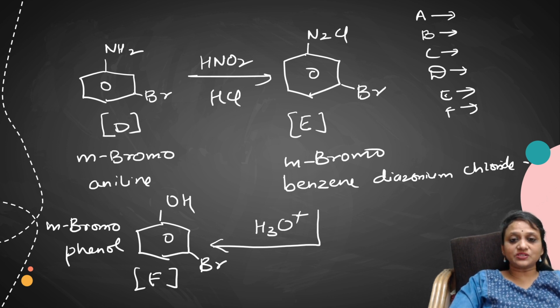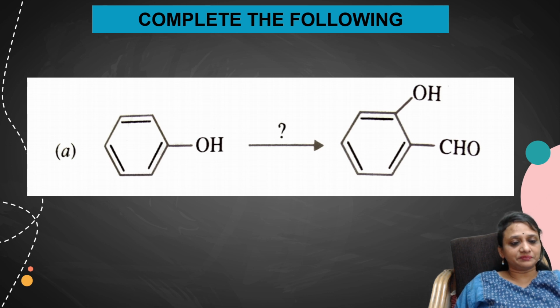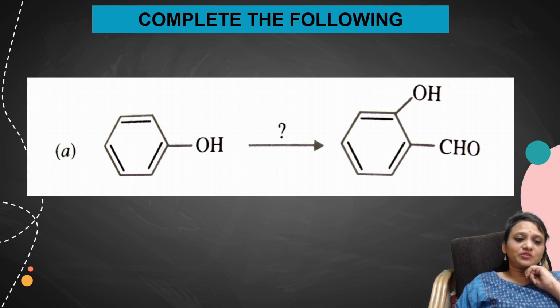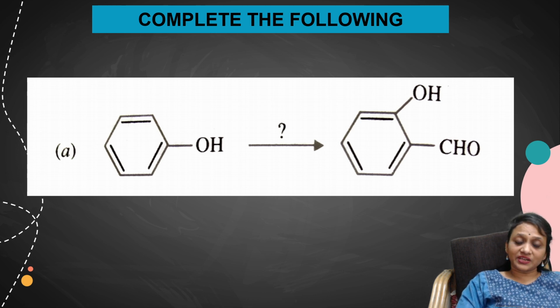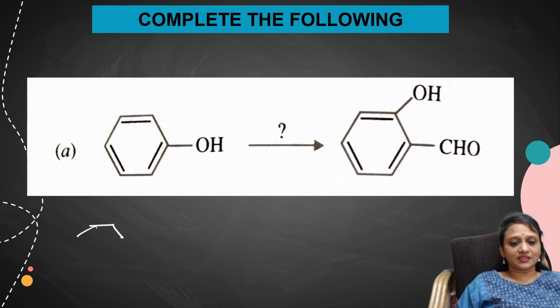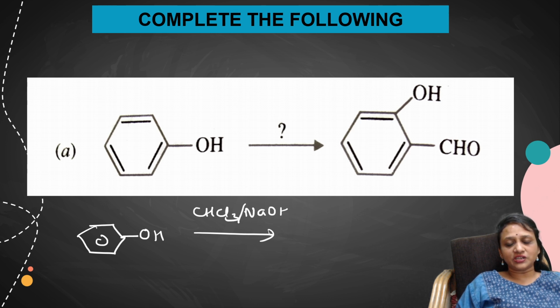Right. Let us see the next question, students. Complete the following. They have given one question, complete the following. Easy question, nothing to get confused. So this question, what does it mean, students? They have given phenol, they ask you to find this reagent. Simple. What is the difference? You have added this aldehyde group. What is that reaction, students? Simple. Reimer-Tiemann reaction, you know? Preparation of this from phenol, you're going to write CHCl3 in the presence of NaOH at 340 Kelvin.